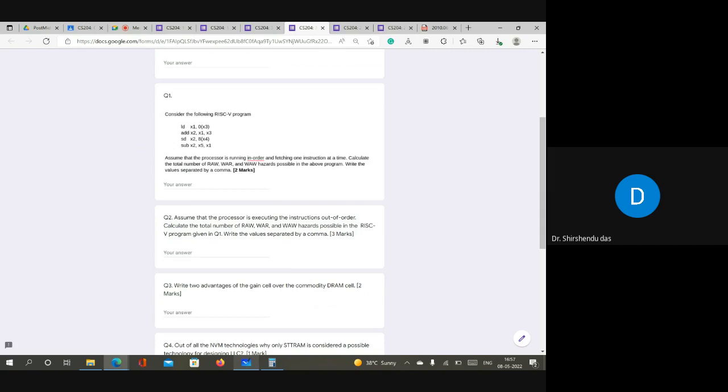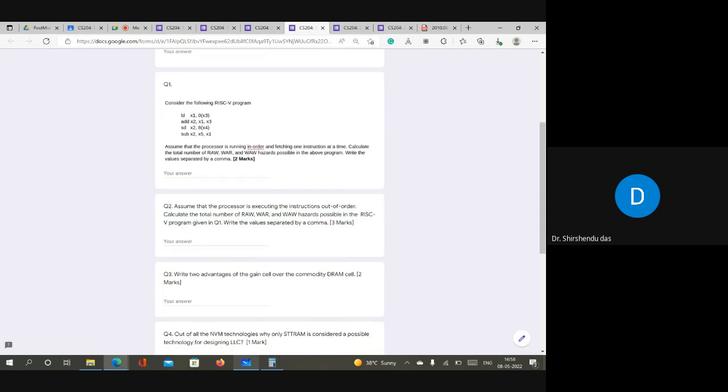Similarly, the write after write hazard is possible between the second and last instruction, because both the second and last instructions are writing on x2, right? So the last instruction cannot write x2 before the second instruction, otherwise the store will get the wrong value, right? So that's why there are three RAW hazards possible in question 2, one WAR hazard and one WAW hazard possible. So that is the solution of question number 2.